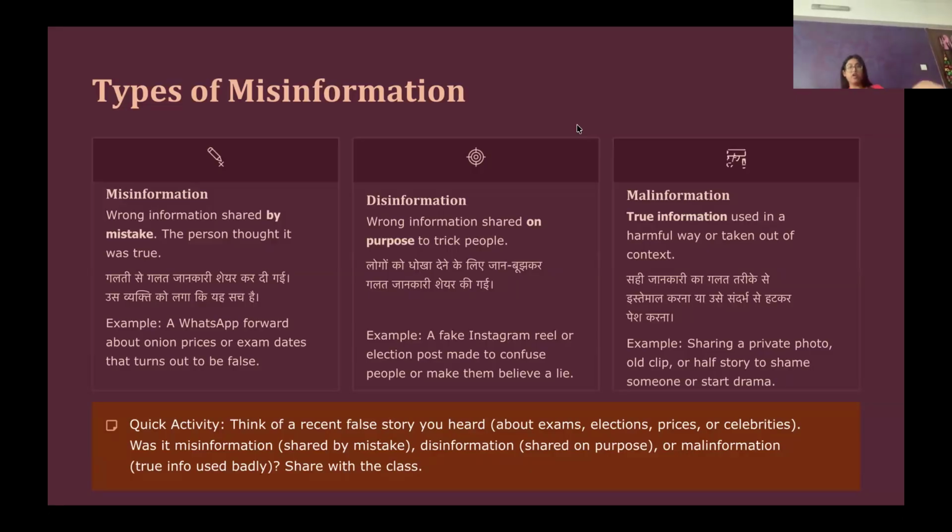Disinformation, however, is wrong information shared on purpose to trick people or to manipulate them into thinking in a certain way.